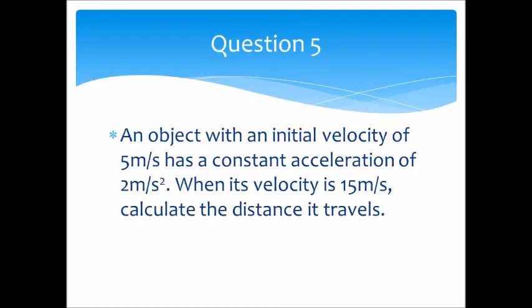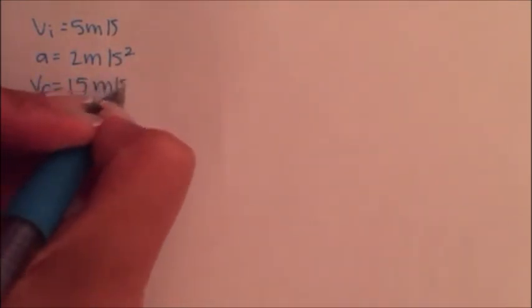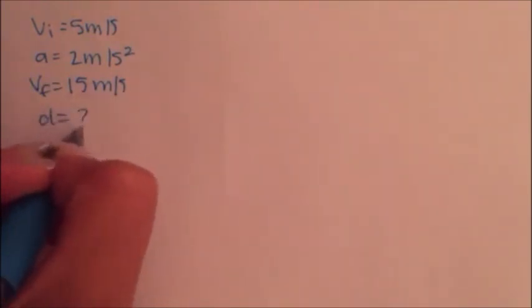Question 5. An object with an initial velocity of 5 meters per second has a constant acceleration of 2 meters per second squared. When its velocity is 15 meters per second, calculate the distance it travels. Okay, for this one we know that our initial velocity is 5 meters per second. Our acceleration is 2 meters per second squared, and our final velocity is 15 meters per second. Trying to solve for distance.